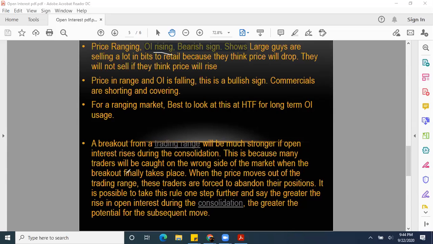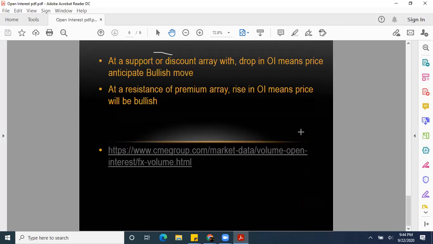This is because many traders will be caught on the wrong side of the market when the breakout finally takes place. When price moves out of a trading range, these traders are forced to abandon their positions. It is possible to take this rule one step further and say the greater the rise in open interest during the consolidation, the greater the potential for subsequent moves. So you want to really go and play around with open interest. Like I said, I'll show you some examples and how to go about that.